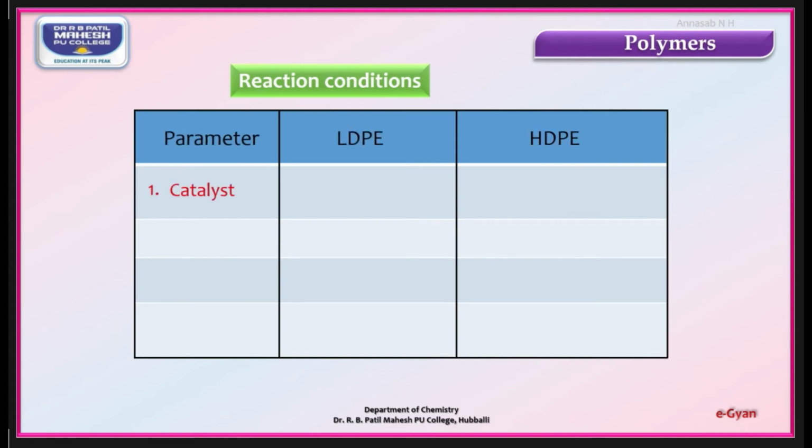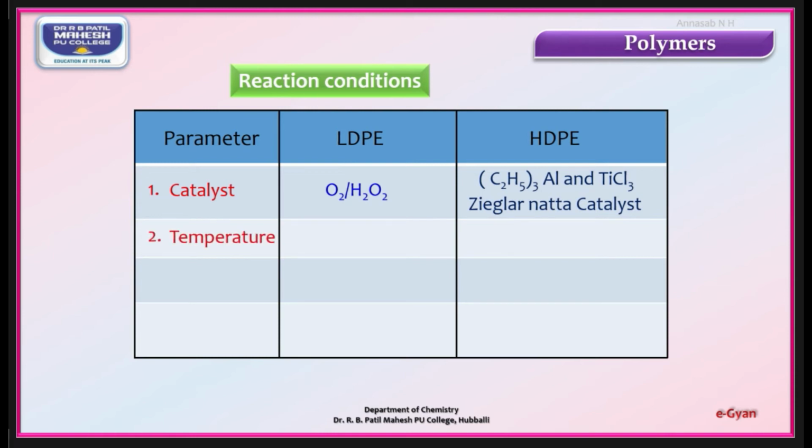The catalyst used in LDPE, that is low density polythene, is oxygen or peroxide, that is hydrogen peroxide, whereas in the case of HDPE, that is high density polythene, it is the Ziegler-Natta catalyst, that is the combination of (C2H5)3Al and TiCl3, triethyl aluminium and titanium trichloride. That combination is known as Ziegler-Natta catalyst. Please remember, it is a 1 mark important question.